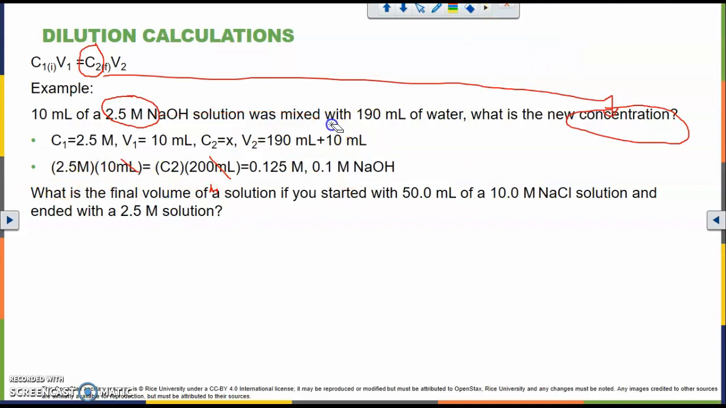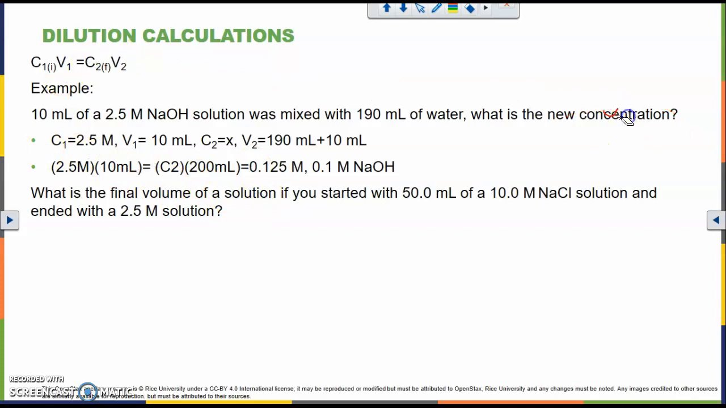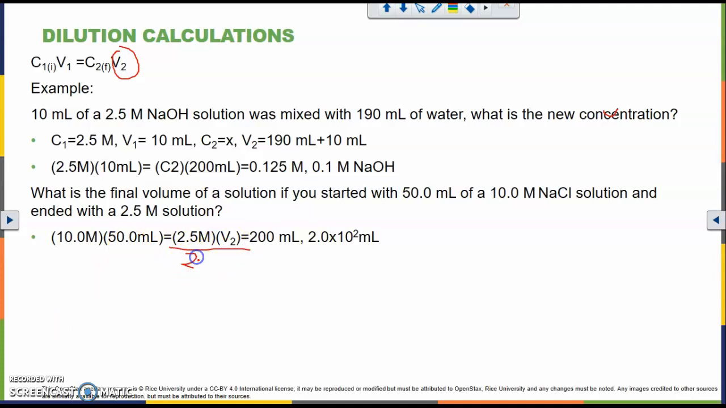Okay? Here's another example. Hopefully I don't mess this up this time. What is the final volume of a solution if you started with 50 mils of this and ended with 2.5? So in this case, we are now looking at the final volume, V2. All right. Again, V2 is unknown. We divide both sides by 2.5 molar. So the molar cancels. What unit's left? Look at that. Milliliters, which is what we wanted. So in this case, the final volume, V2, is 200 mils.